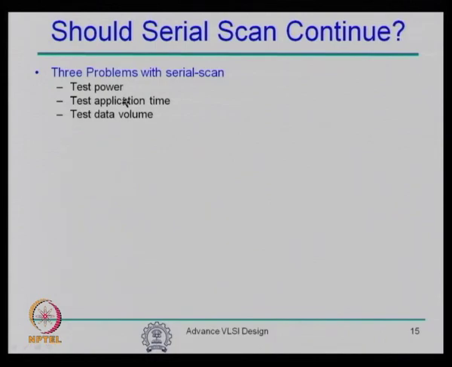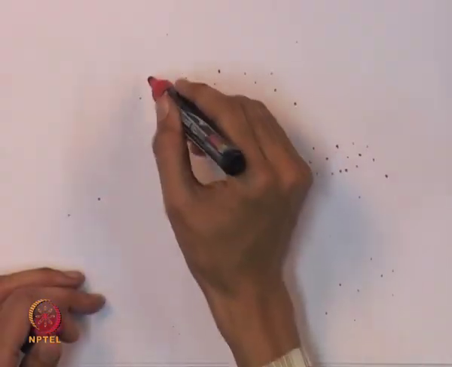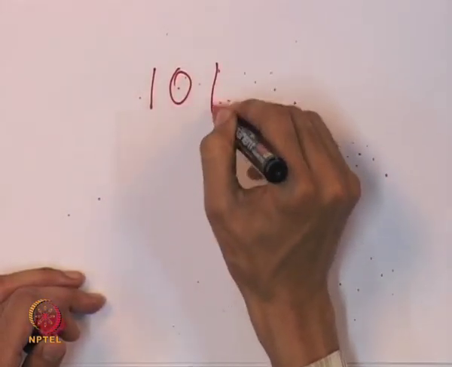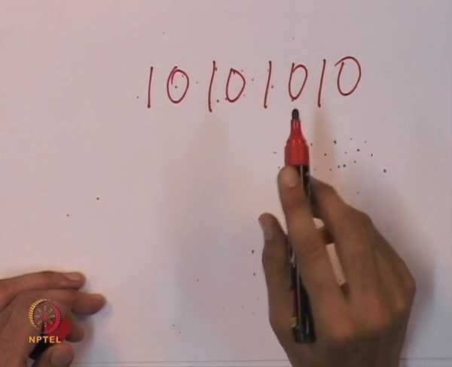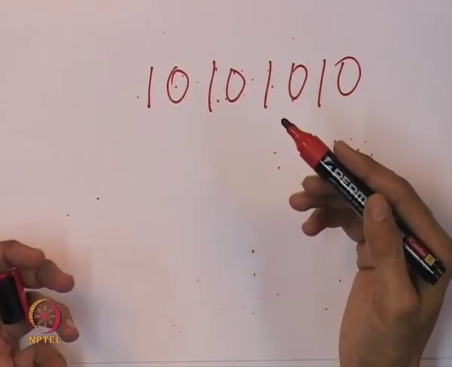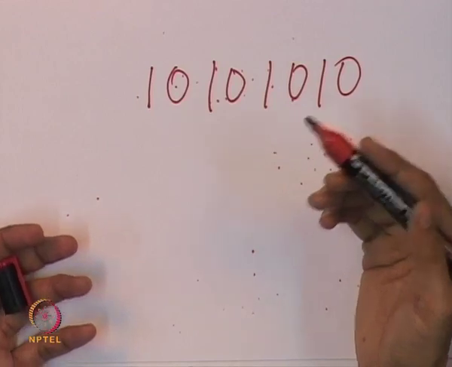A very important problem nowadays is the test power, which was not there earlier. Though the test data volume was also not a very big problem initially, because at that time the circuit complexity was not that much, or the circuit was too small. Now, what is the source of test power? Say you may easily generate a test vector wherein you need to load test data like the 101010 sequence, because you are generating this sequence from the combinational logic.